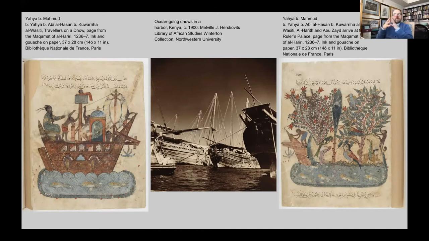And particularly Iraq and the Persian Gulf, but also the Red Sea, of course, were very much at the center, the entry points for these connections to the Islamic world.